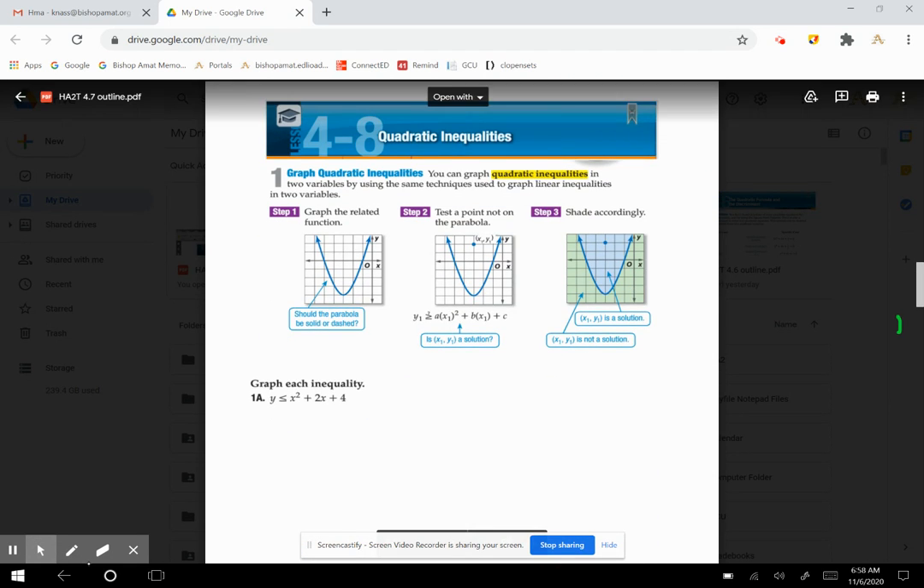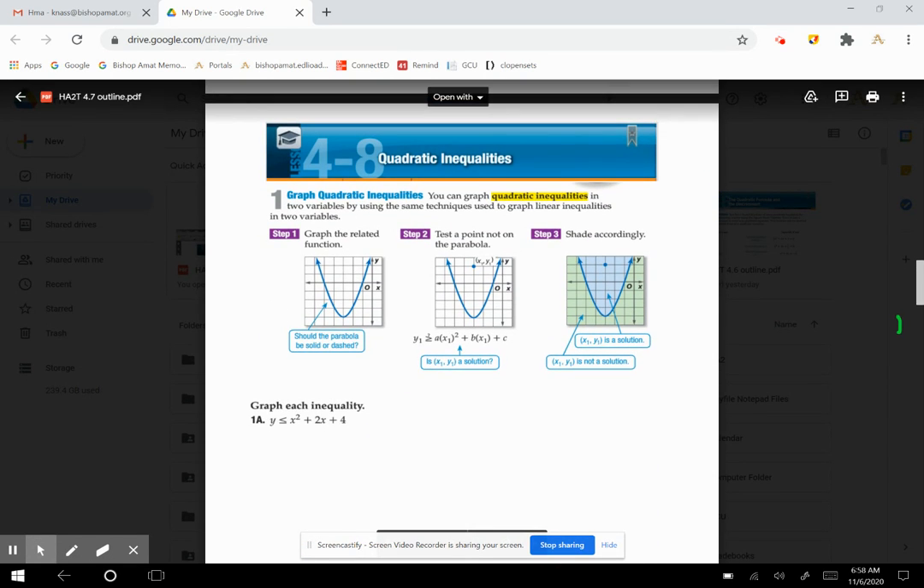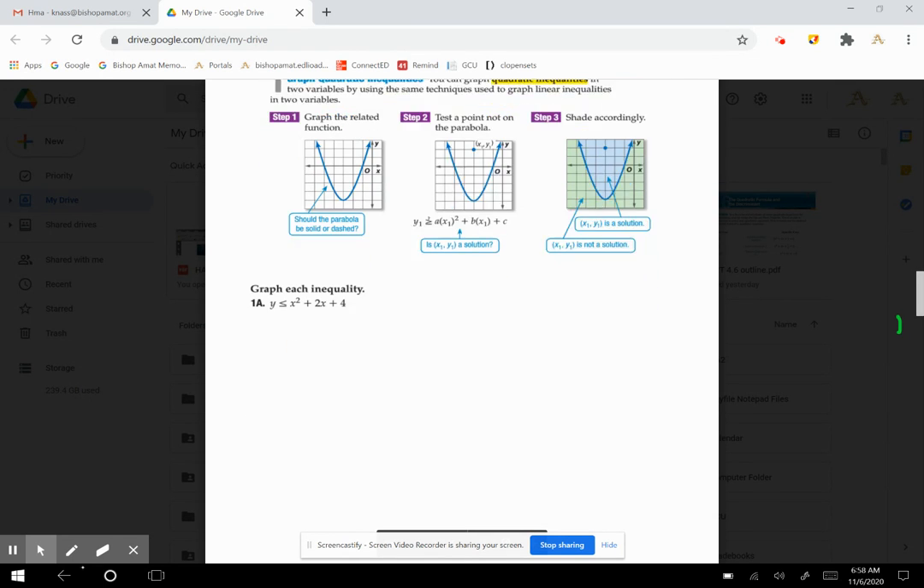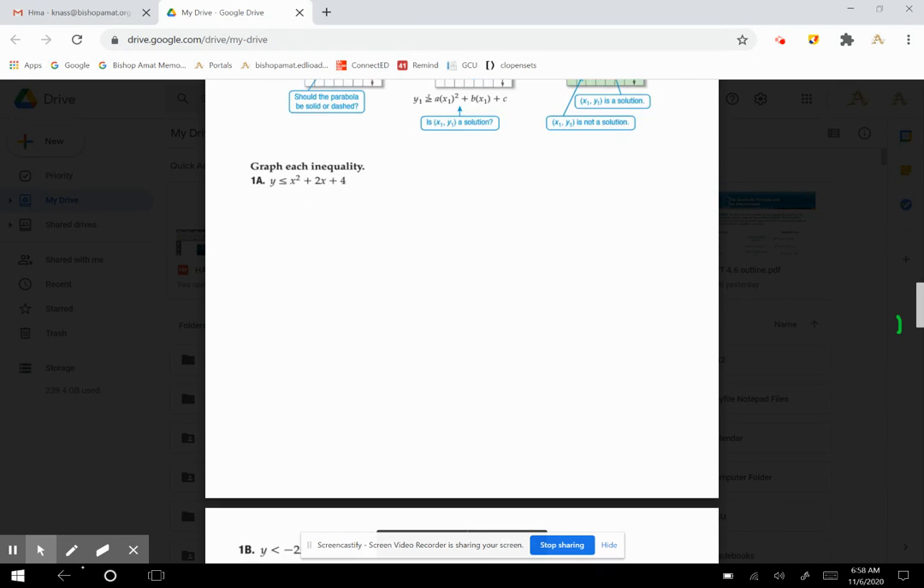Okay, so 4-8 is the same exact thing as section 7. The only thing they want you to do with 4-8 is, see, they put an inequality in there. So when you put an inequality in there, you have to shade. So you take the graph and then you shade it. Do the same steps as what we did before in section 7. So let's practice these. We'll do a couple.